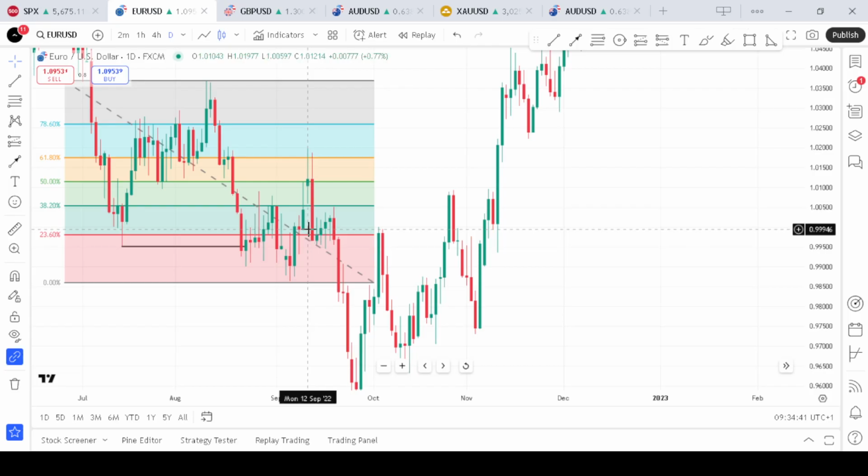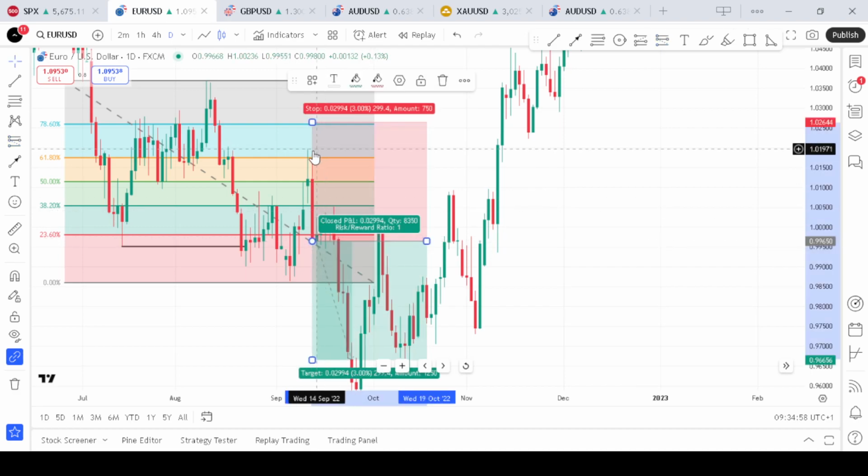So we enter at this key level. In a downtrend, you enter a short position at the resistance level. So when we notice the price is pulling down, has reacted from this area, we can set our entry to this area on the chart. We set it in this area, enter our short position at the resistance level.